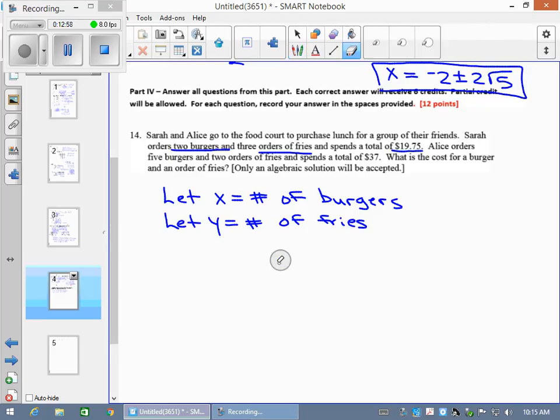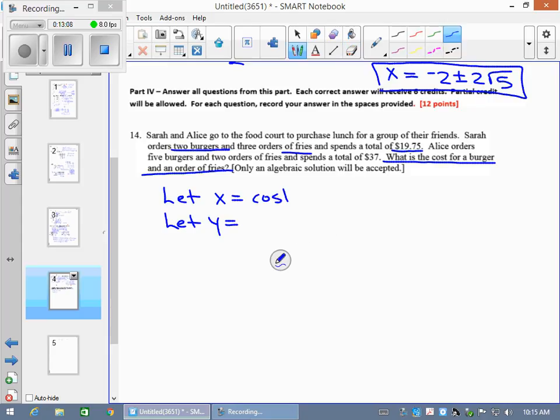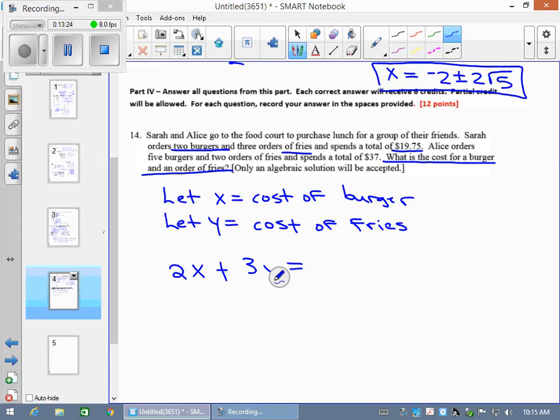So I'm going to revise that. Let's say x is the cost of a burger and y is the cost of fries. So Sarah orders 2 burgers and 3 fries, and she spends $19.75. I used X and Y for burgers and fries, but you could have used B and F if you want. Alice orders 5 burgers and 2 fries, and she spends $37.